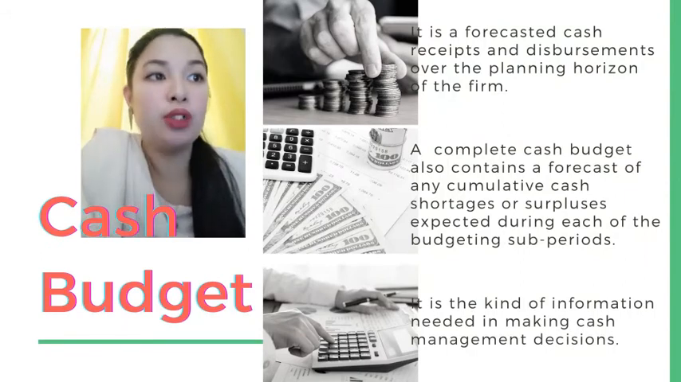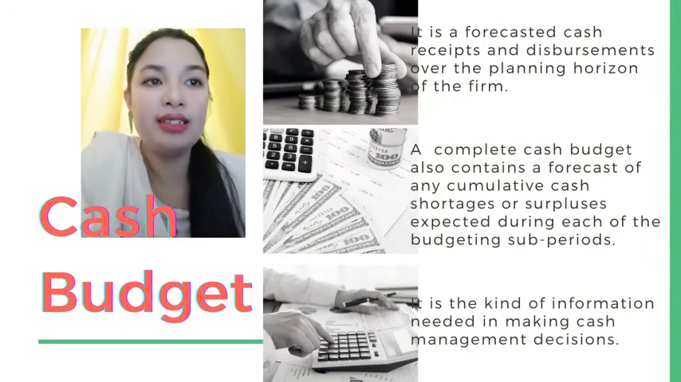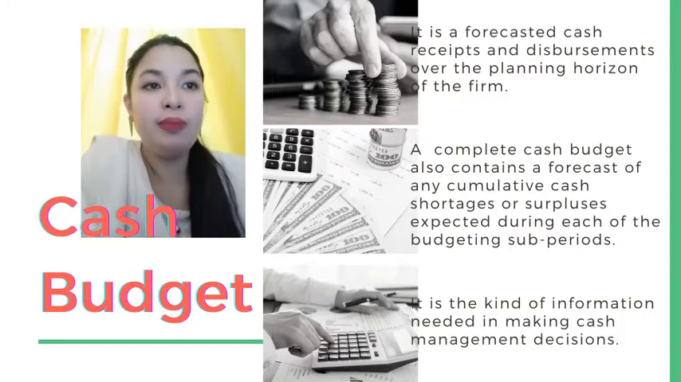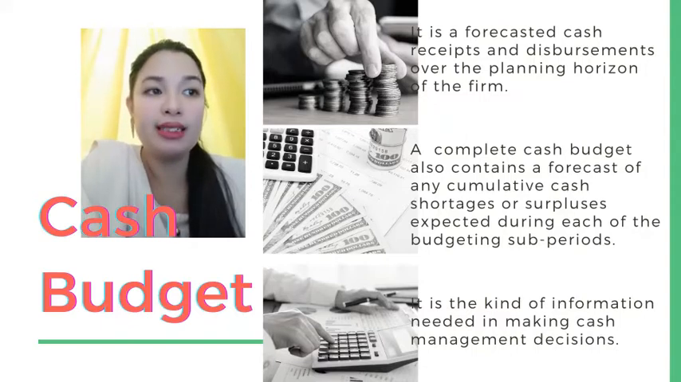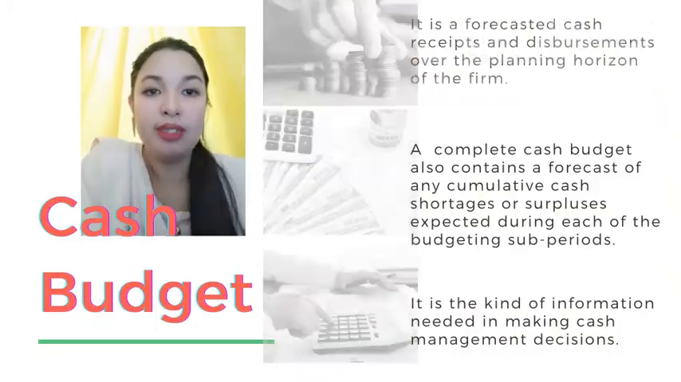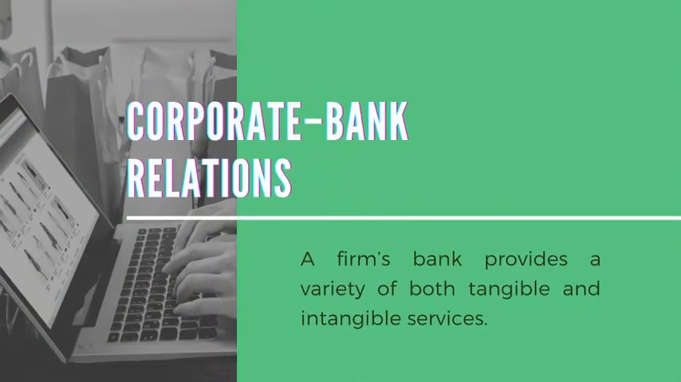Cash budget. Forecasted cash receipts and disbursements over the planning horizon of the firm. A complete cash budget also contains a forecast of any cumulative cash shortages or surpluses expected during each of the budgeting subperiods, which is the kind of information needed in making management decisions.